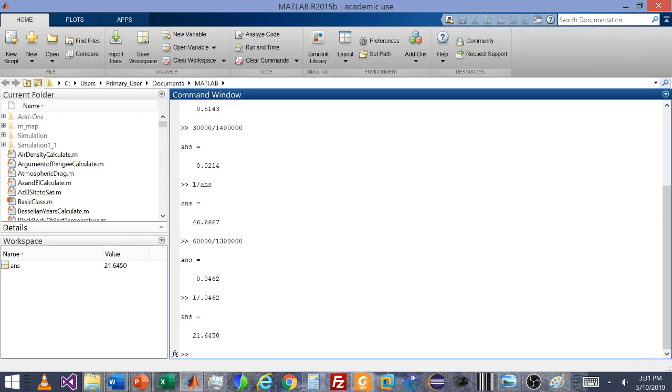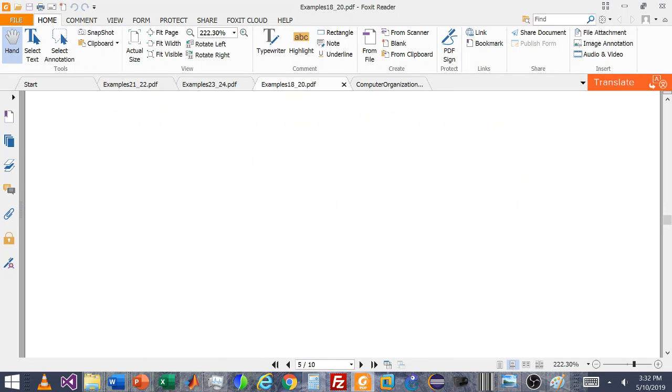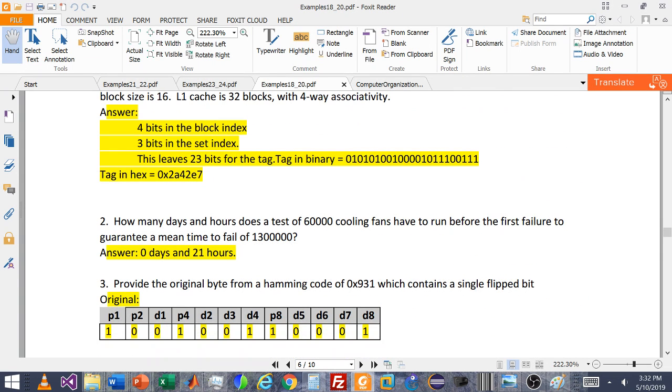So then you can just check that with the skills. I think that's about what they arrived at. Yeah, roughly 21 hours, you can see right here. So that's kind of how to work that backwards.